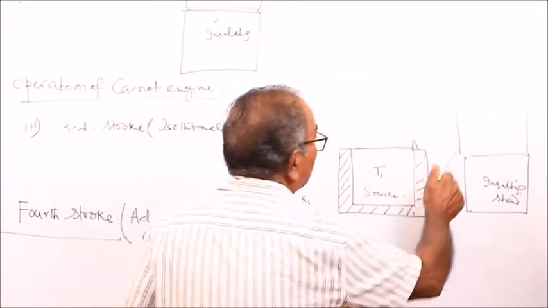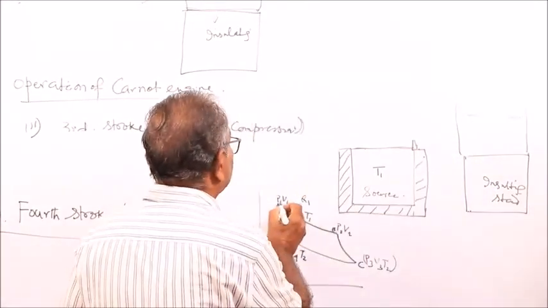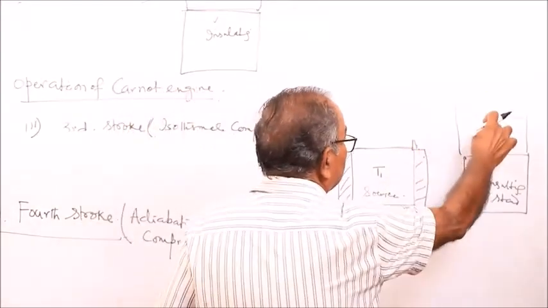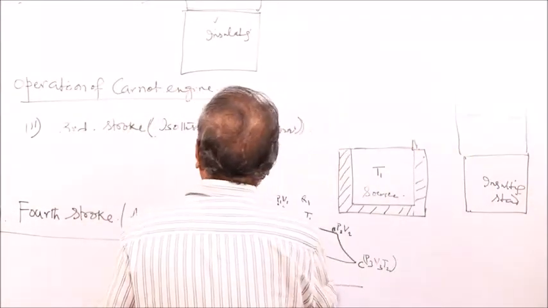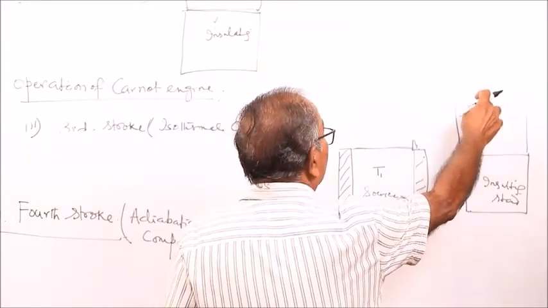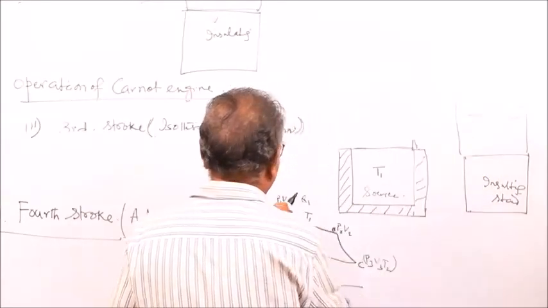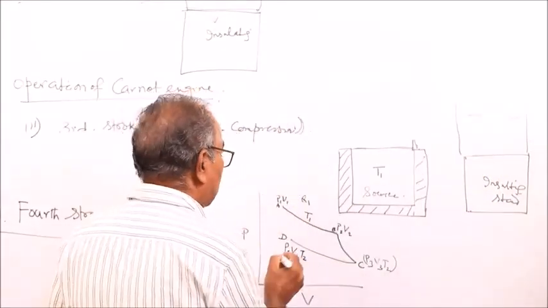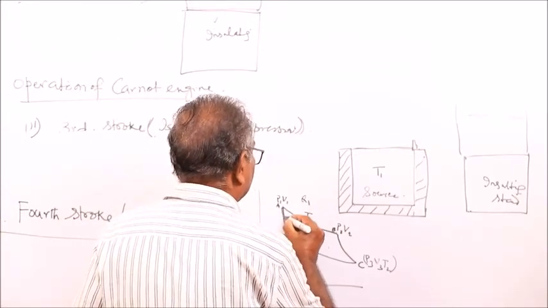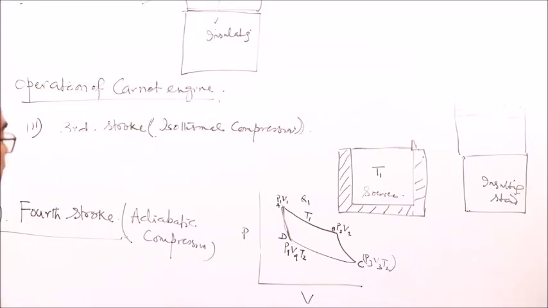This process continues till we get the final pressure P1, V1 and temperature. Since there is compression, the temperature will rise gradually from T2 to T1, and when the temperature becomes T1, we get the pressure P1, V1 and T1, represented by the curve DA. This is the fourth stroke, adiabatic compression.